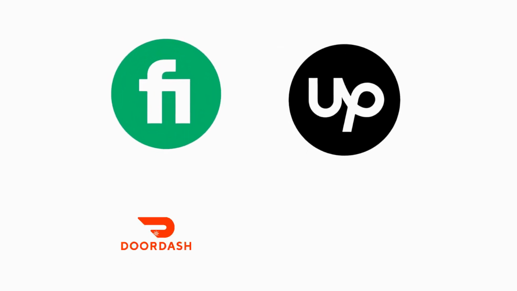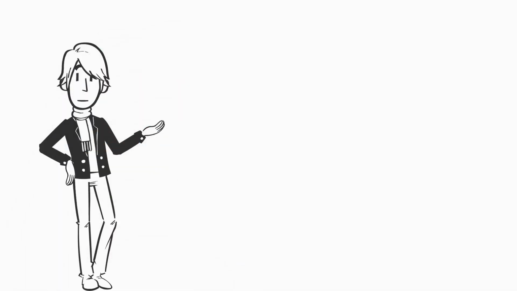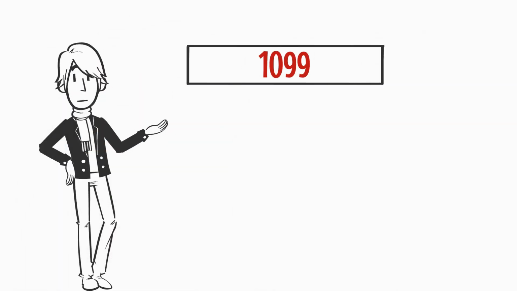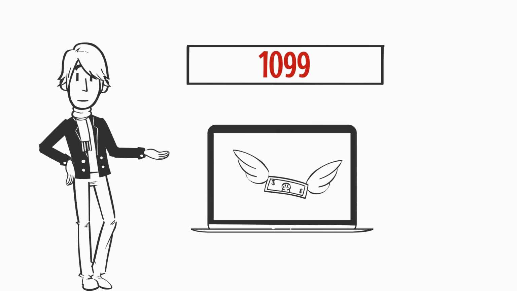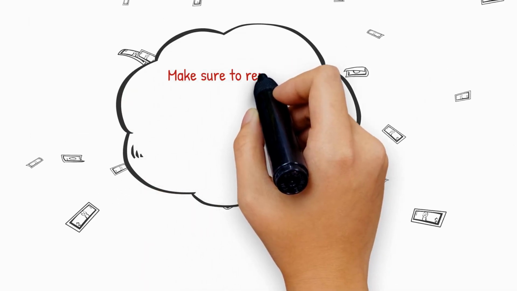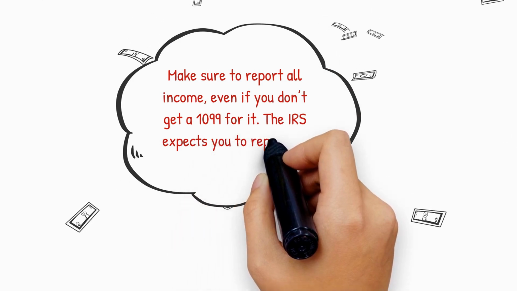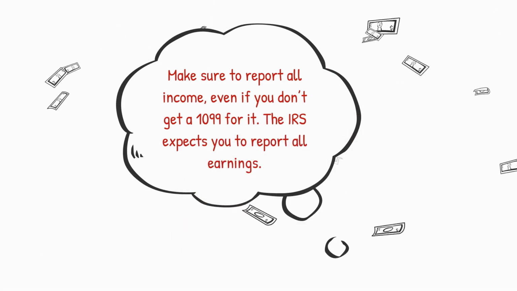If you do side gigs on Fiverr, Upwork, DoorDash, or YouTube, you've probably seen one of these. Keep all your 1099s organized. Sometimes you might receive multiple 1099s from different clients or platforms. Make sure to report all income, even if you don't get a 1099 for it. The IRS expects you to report all earnings.